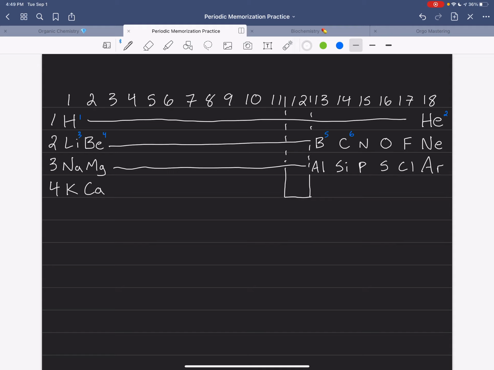Zinc is going to be 30. All right. How do you know that zinc is the last one? Because vitamins go from A to zinc. All right. We've all heard that before. Okay. Now I like to start from the other side. So from the third row here.